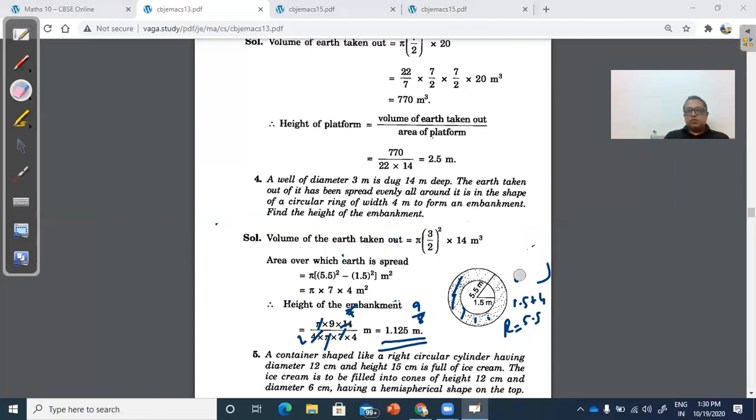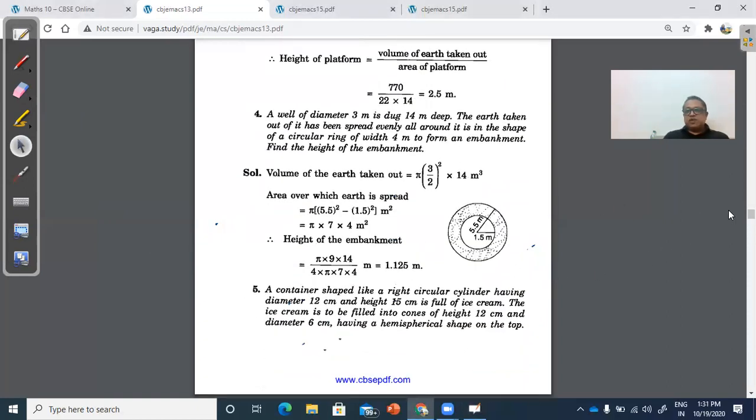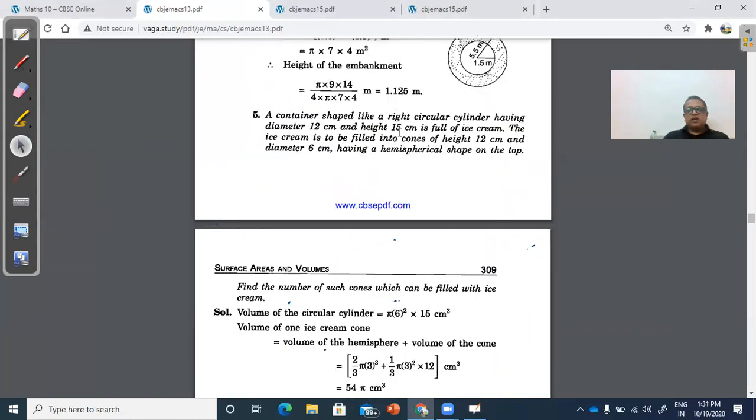So after question number 4, we go to the next question, that is question number 5. So question number 5 is a container is shaped like a cylinder having diameter 12 and height is 15 and it is filled with ice cream. So it's a huge cylinder filled with ice cream. Diameter is 12, so radius is going to be 6. Height is going to be 15. And what are you doing? All the ice creams are going to be filled in conical.